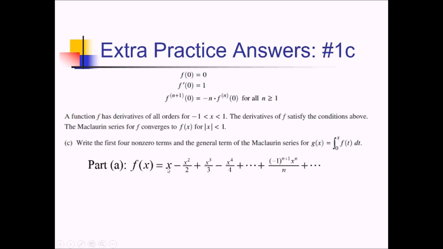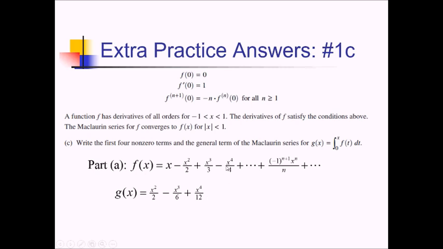So the antiderivative of x using my reverse power rule is going to be x squared over 2. And then for this next term, so this is all g of x now, this bumps up to a 3. Dividing by that, we have x cubed over 6, and we're subtracting that. Next, the exponent's going to bump up to a 4. Dividing by that, we have x to the 4th over 12 that we're adding.